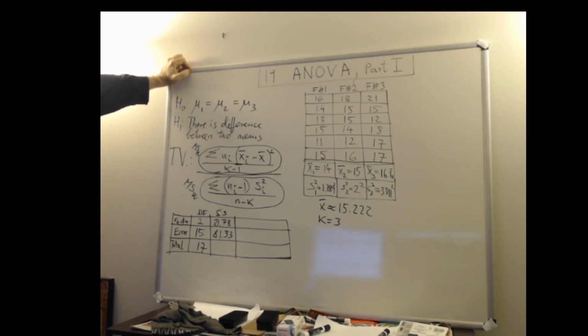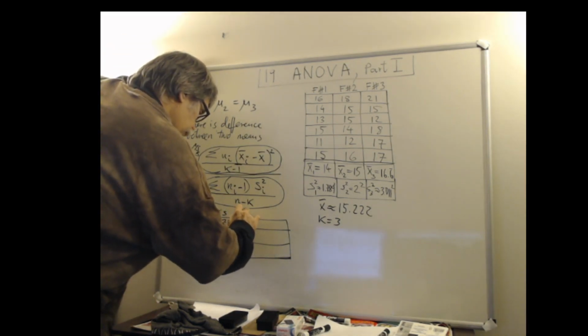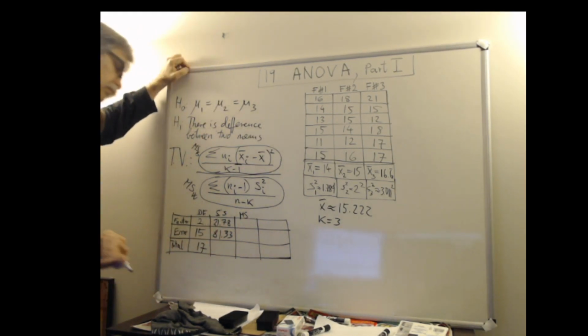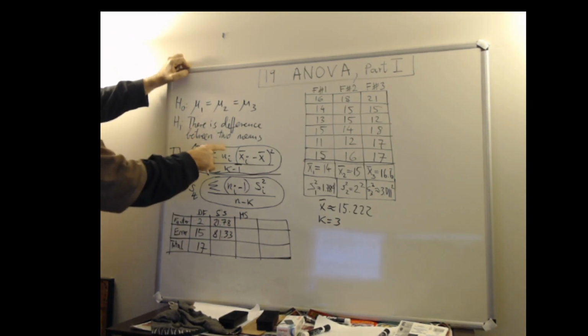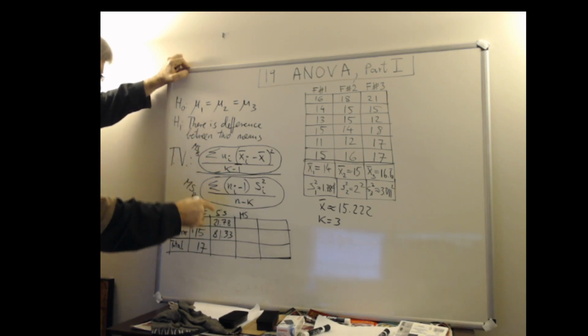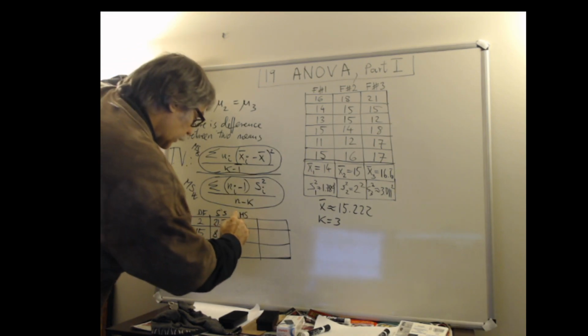Now the next thing is the mean square. Mean square, you divide this by this. That's this divided by this, so it's the mean square between the groups, the factor between the groups, and I got 10.89.